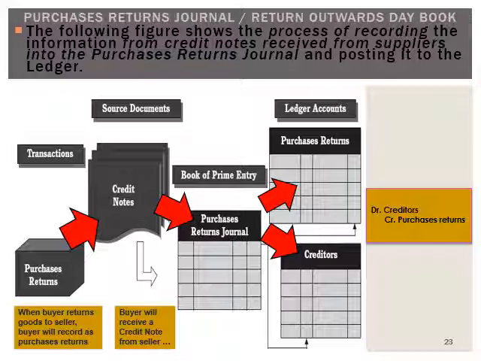When a buyer returns goods to the seller, the buyer will record it as purchases returns. Then the buyer will receive a credit note from the seller. When the buyer receives the credit note, that amount will be recorded in the purchases returns journal. From the purchases returns journal, the items will be transferred to the relevant ledger accounts, which are the debit creditors and credit purchases returns ledger accounts.